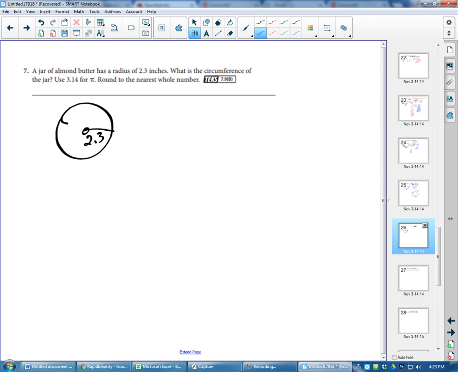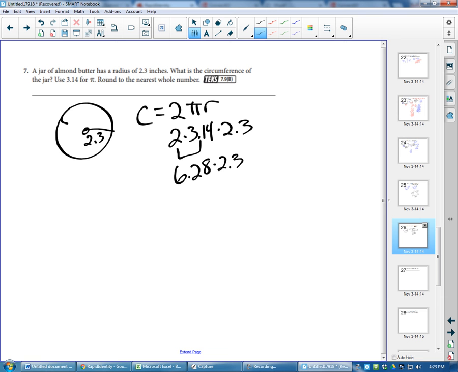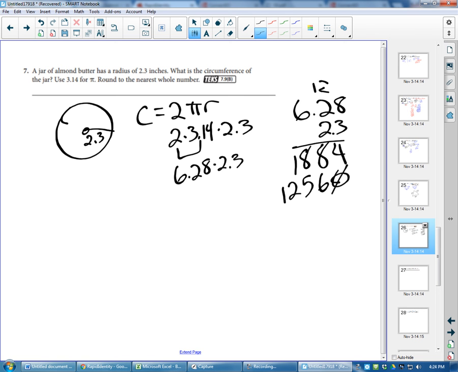If you want circumference, you multiply 2 times pi. So 2 times 3.14 times 2.3. And then this is just multiplication. So 2 times 3.14 is 6.28. Times 2.3, we need to work out. So that's 4, 2, 8, 18, bring down the 0, 16, 5, 12.